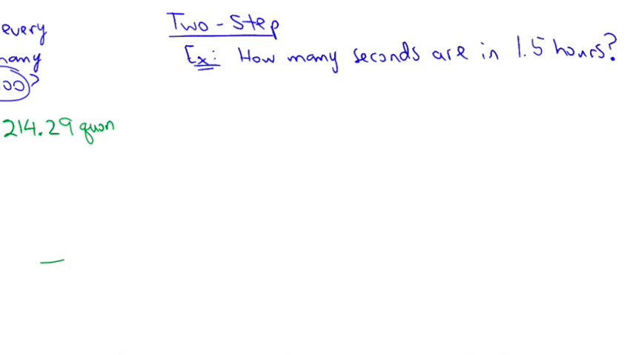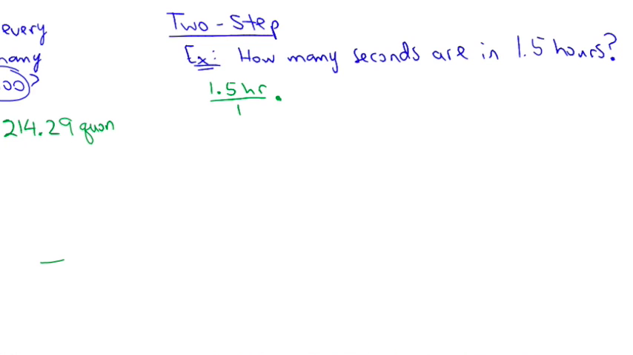How many seconds are in 1.5 hours? Now, the reason that this is 2 degrees of separation is to get from hours to seconds, you have to first go to minutes and then to seconds, unless you know how many seconds are in an hour. Not many people do. So, we start off with what we know. What do we know? 1.5 hours. So up front, 1.5 hours over 1, and we're going to multiply that.